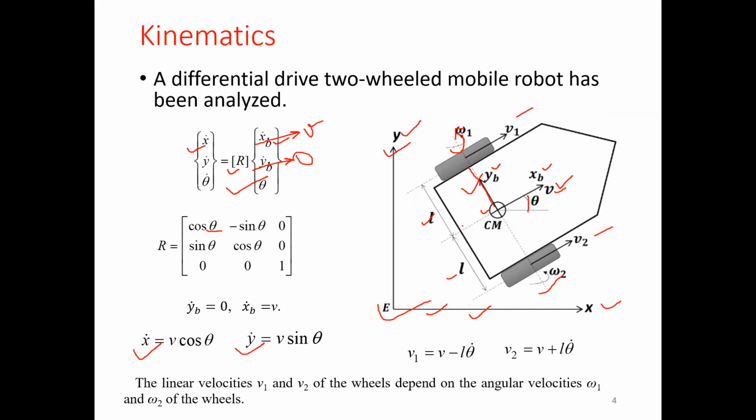Also we can calculate the linear velocities of the wheels, v1 and v2, which depend on theta dot. Theta dot is the angular velocity of the robot. Further, v1 and v2 can be calculated using the angular speeds of the wheels. This is omega 1, so r omega 1 will be v1.